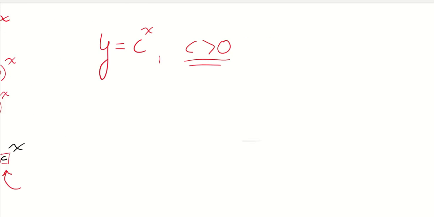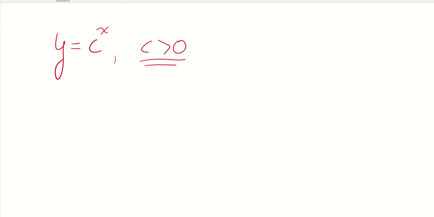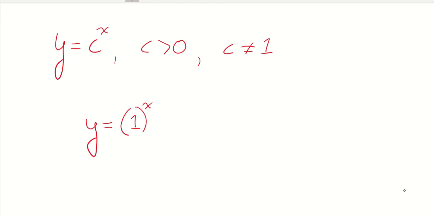Okay, so let's look at another c value that we avoid. Another c value that we avoid is 1. We don't like bases of 1. Why is that? The reason is that if we have a base of 1, we also don't get this exponential behavior. So let's try y equals base 1 to the power x.